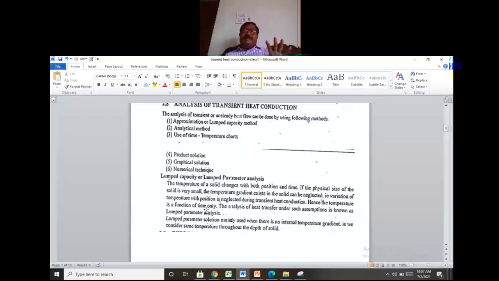The temperature change with respect to position is neglected. Only the temperature change with respect to time remains. Analysis of heat transfer under such assumptions, where the temperature changes with respect to time only, not position, is known as lumped parameter analysis. Lumped parameter solution is mainly used when there is no internal temperature gradient.